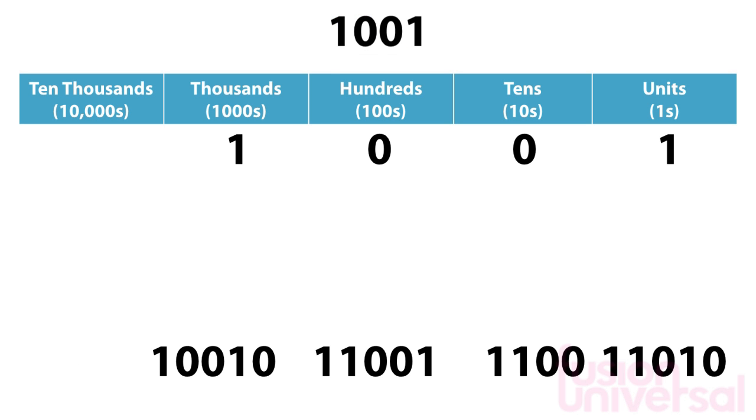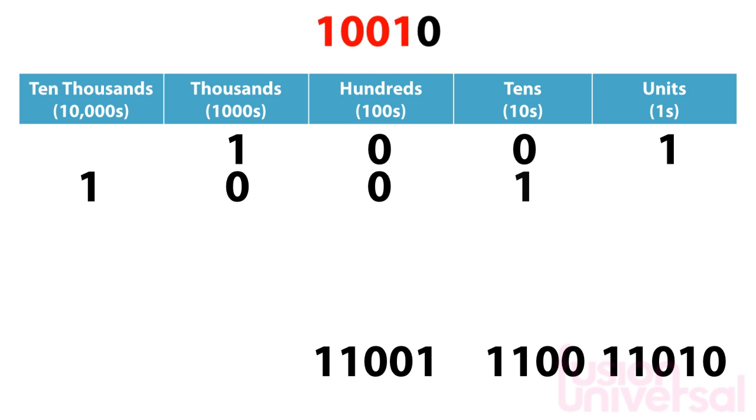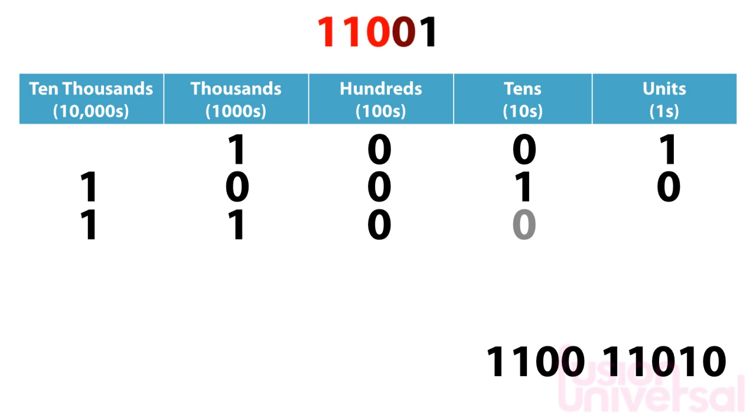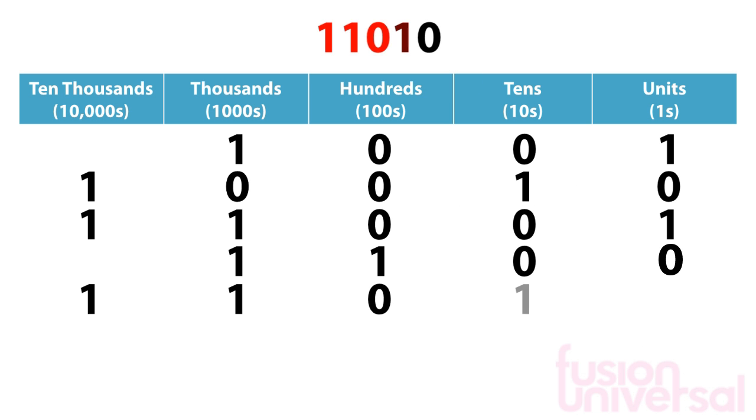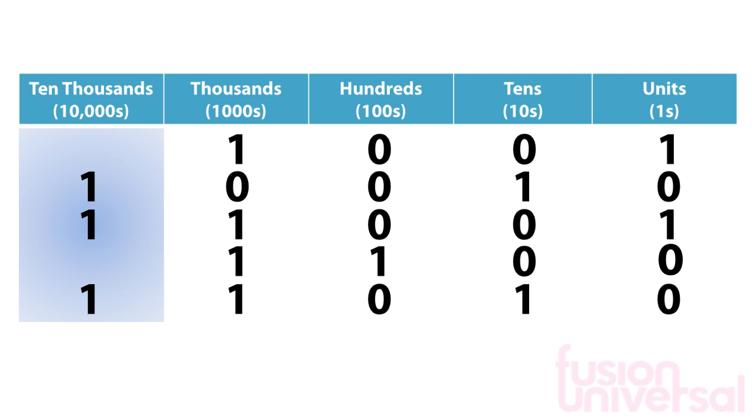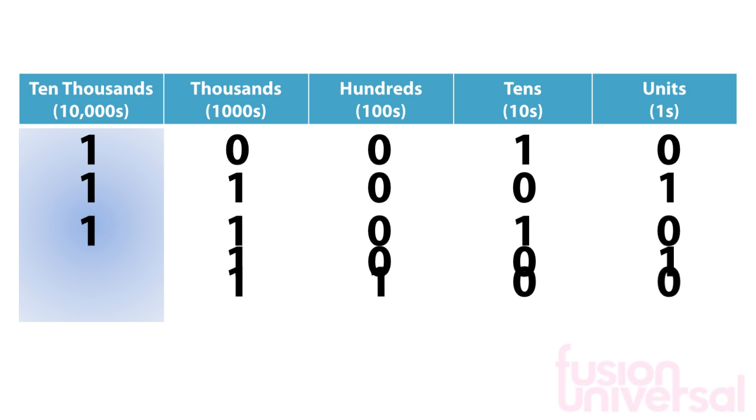1001, 10,010, 11,001, 1,100, and 11,010. Because we are looking at the largest number first, we look at the 10,000s column. And we can see the largest number is 1, so we select these first and put them at the top of the table.